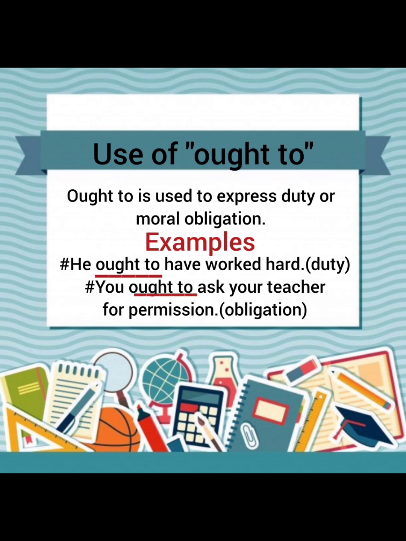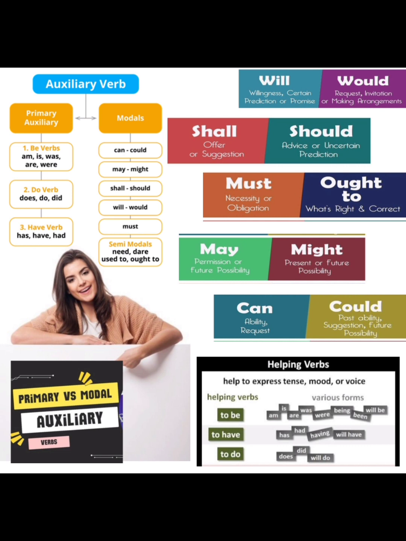Ought to is used to express duty or moral obligation. For example, he ought to have worked hard. It's a duty. You ought to ask your teacher for permission. It's an obligation. Ought to and have to, they both are mostly similar, so we can use them as modal auxiliaries within our writings. So this was all about auxiliaries, primary auxiliaries and modal auxiliaries.